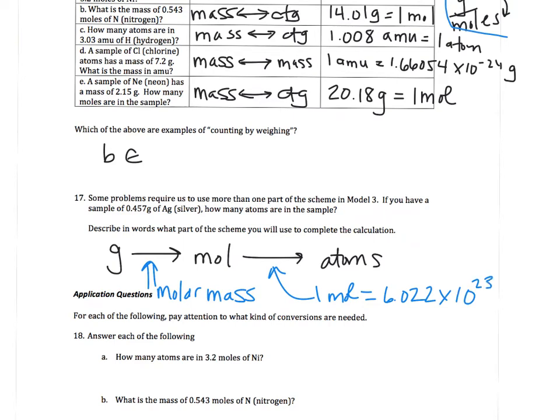So if you go back to the scheme in Model 3, we would be starting on the bottom right and going up to the top left. So if you just see, we would be starting down here and then going there if you look back at the scheme in Model 3.